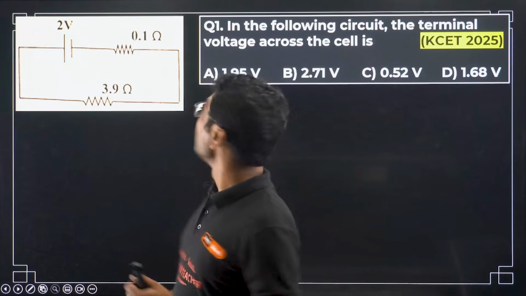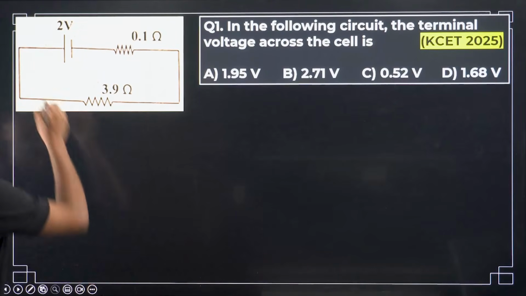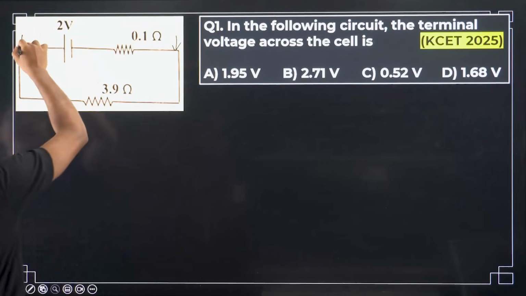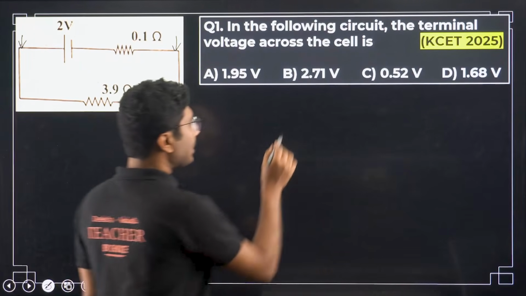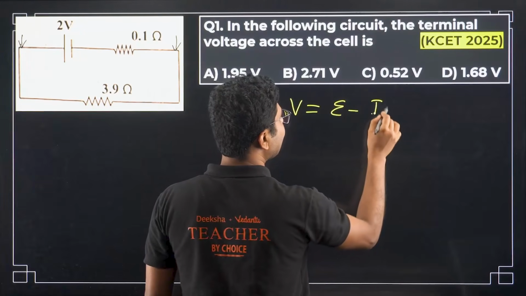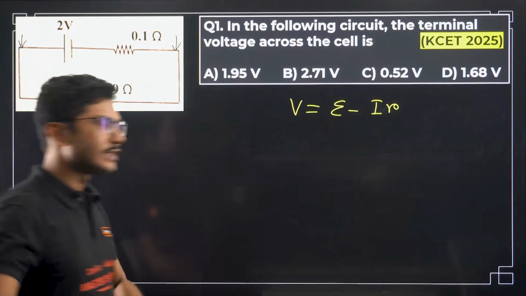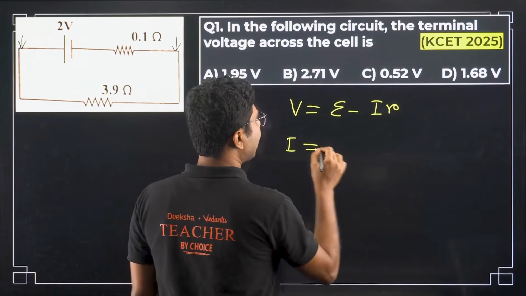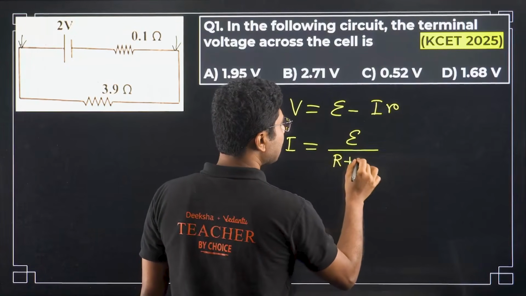They asked the terminal voltage across the cell. Terminal voltage you always calculate from these 2 points. So what is the formula? If you remember, the formula is very simple. V is equal to epsilon minus I into R. That was the formula for terminal voltage. We discussed it in our last class. Now how to calculate I? To calculate I, we have to calculate epsilon divided by capital R plus small r.